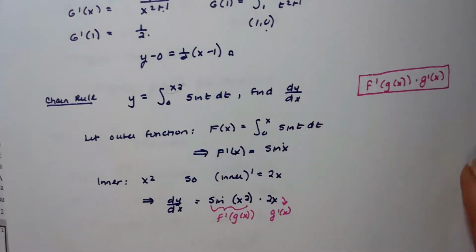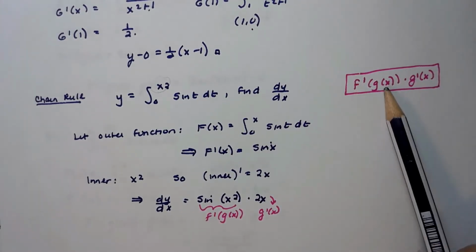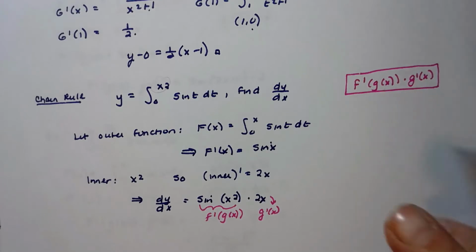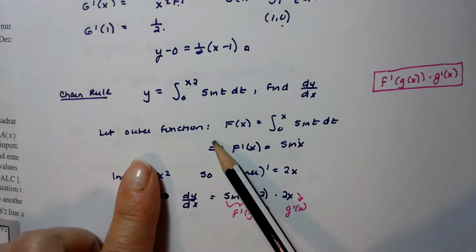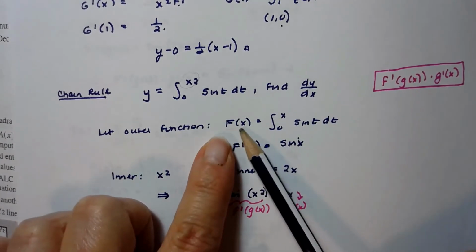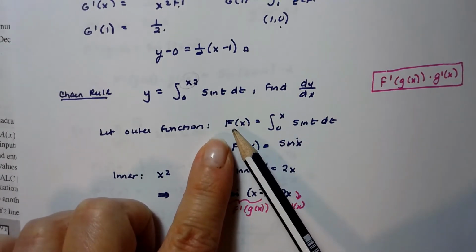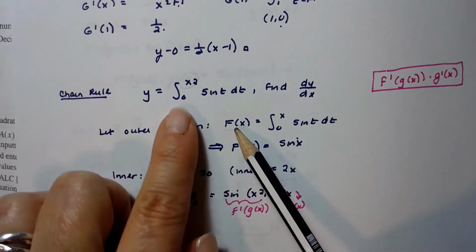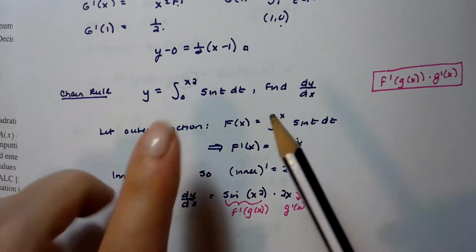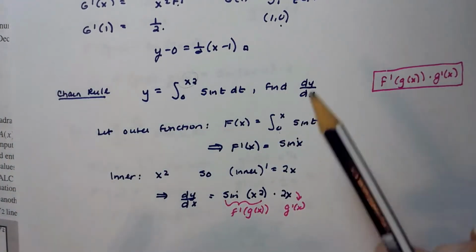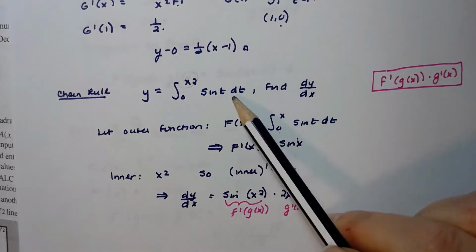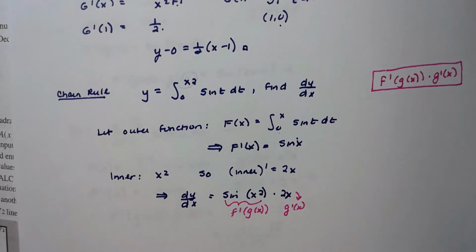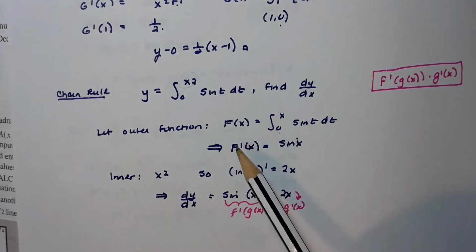And remember that the chain rule is the derivative of the outer function recomposed with the inner, times the derivative of the inner. So what you do is you always let the outer function, and I just call it capital F of x, go from the lower bound to x, always, because that's the definition of the accumulation function. So in this case our function is sine of t, so I plopped my sine of t in there, and the derivative of that is just going to be the sine of x, right?